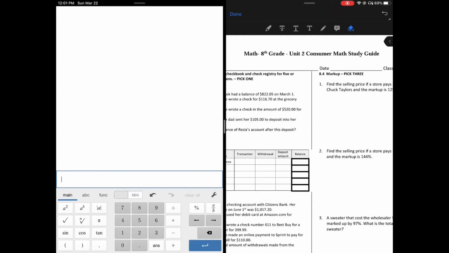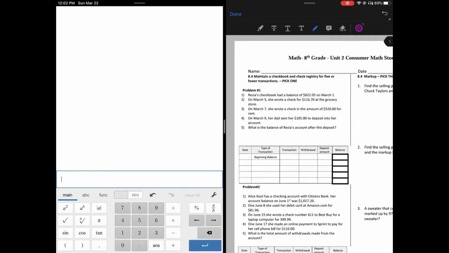In this video, we are going to take a look at Unit 2, our Consumer Math unit. If you don't remember what Consumer Math is, it's basically whenever you go to the store and you're spending money, if you're going to the bank, if you are balancing a checkbook, it's any of those things. And we're going to start off right at the first part of the unit, which is balancing a checkbook.